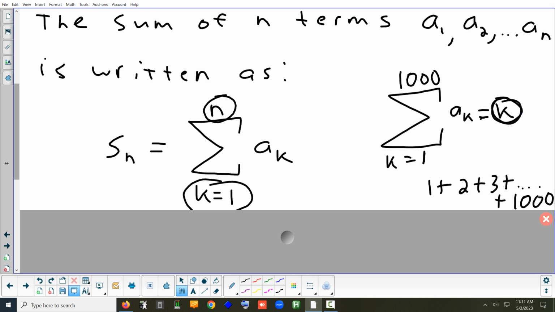Now, sometimes this formula is more complicated. Sometimes it's like K squared plus 3. So it's not just as simple as plugging in the number and then writing the number down. You might have to plug in a 1, square it, and then add 3. Plug in a 2, square it, and then add 3. Okay. So, it depends on the formula.